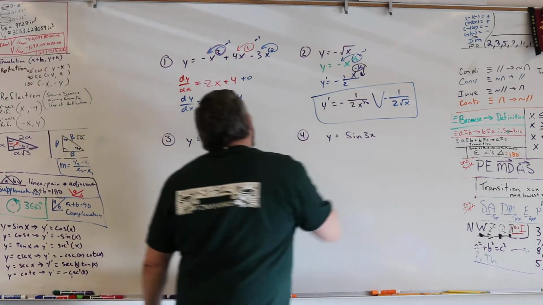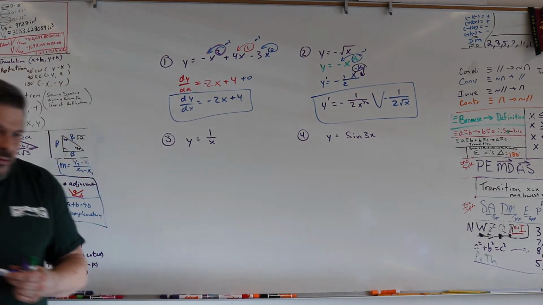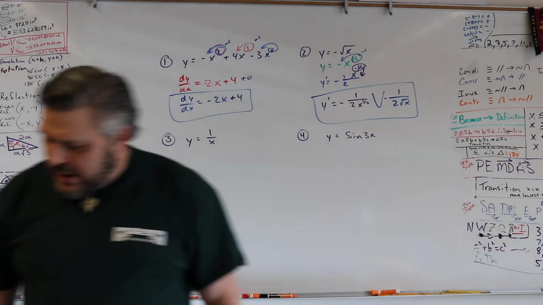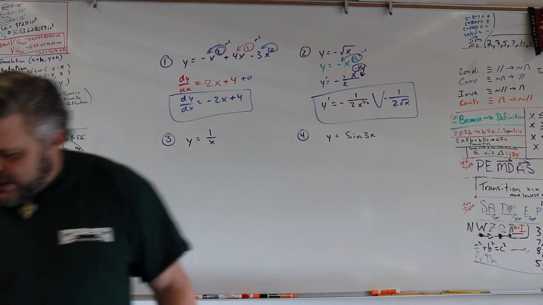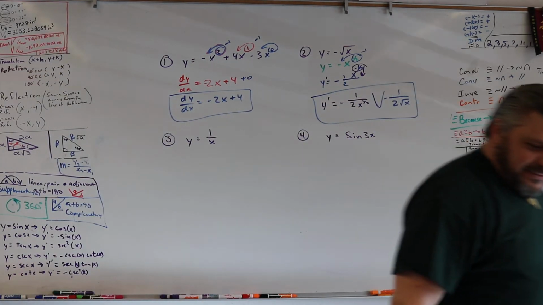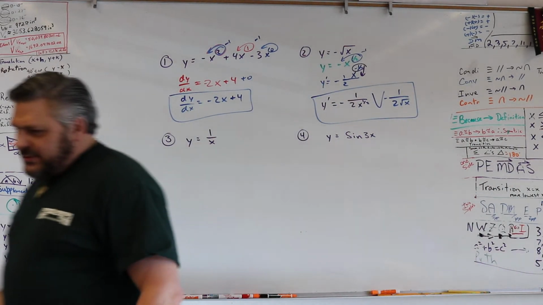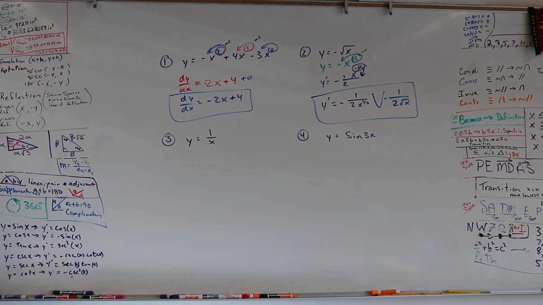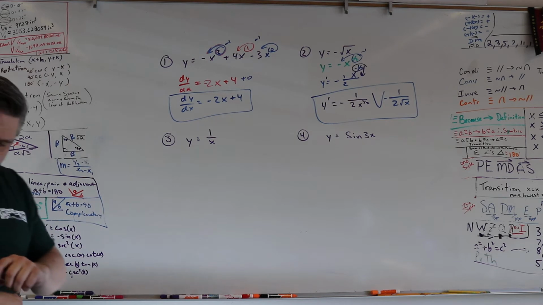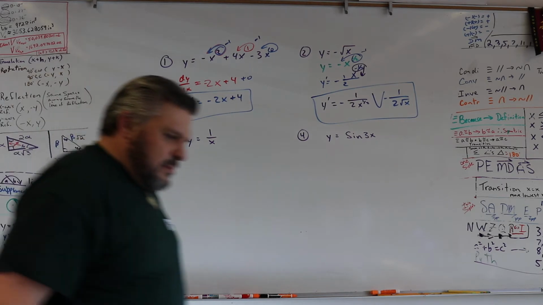Anybody checking my work? No. You might want to. I'm not always right. I'm just always right. Negative 1 over 2 square root x. Where's my paper? I was just copying it. I had a piece of paper I was copying. The test. Oh, here it is.